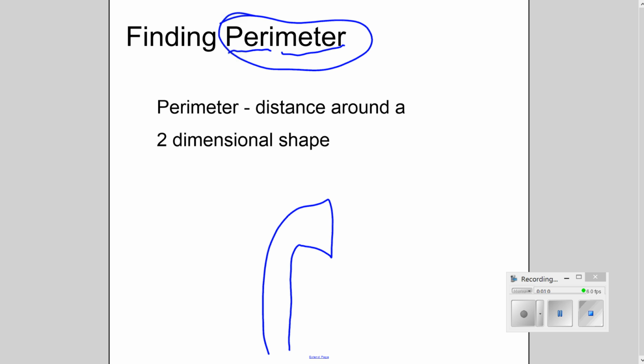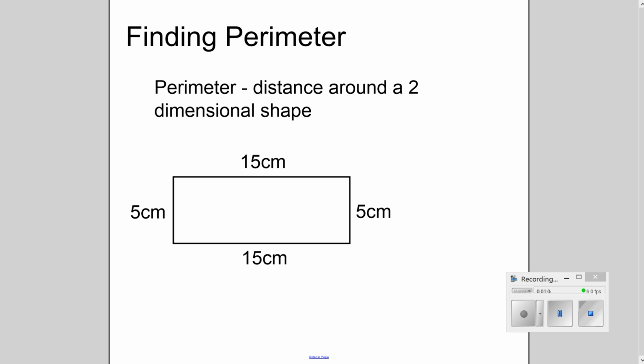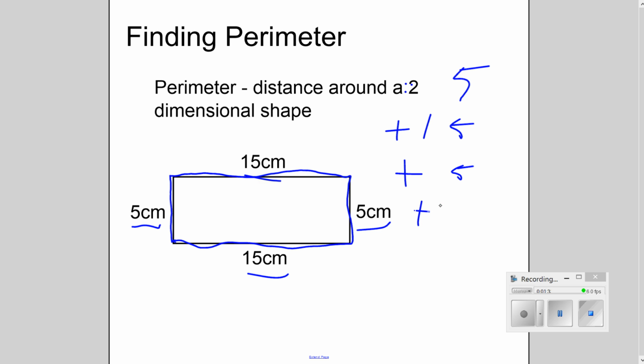So let's take an example of that. The distance around a two-dimensional shape is called the perimeter, and in this particular rectangle right here, we have all four sides shown. Two of the sides are 5 centimeters, two of the sides are 15 centimeters, and so to get the perimeter of this shape, we simply add them up. We have 5 centimeters, 15 centimeters, 5 centimeters, 15 centimeters. That is all the way around, so you have 5 plus 15 plus 5 again plus 15, and if you add those all up, you get 40 centimeters.